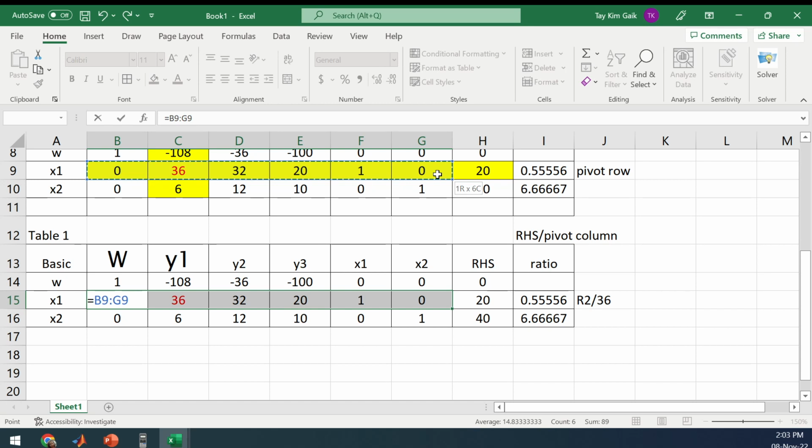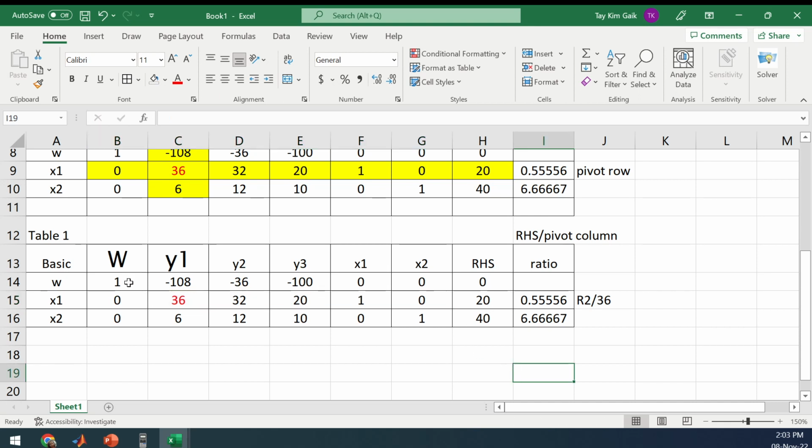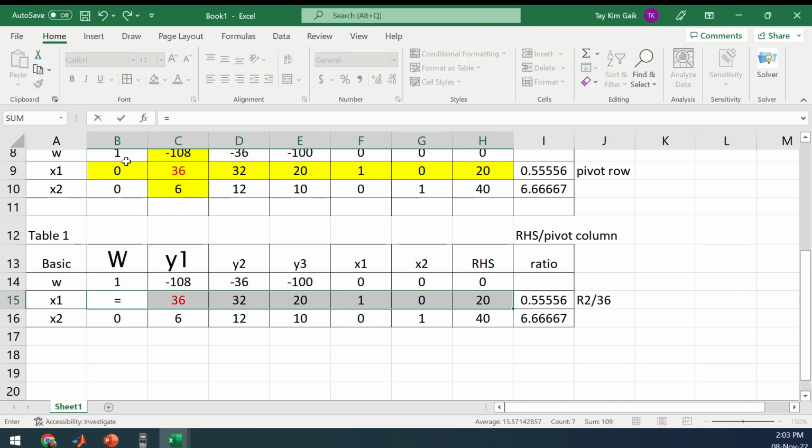Don't include the right hand. Okay, I got the wrong formula. I should include the right hand side. Select the new row 2, type it equal to the old row 2, divide by 36, and then press Control Shift Enter.